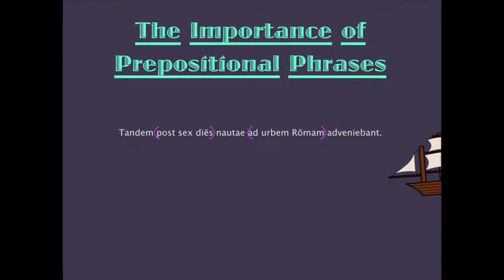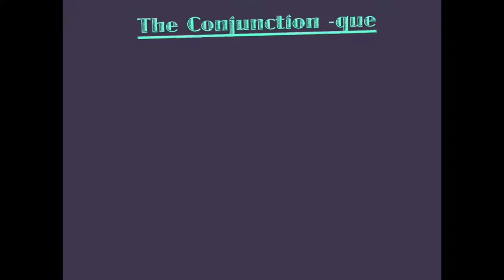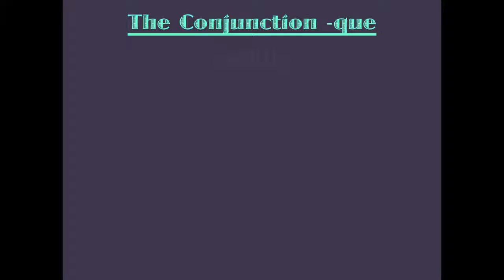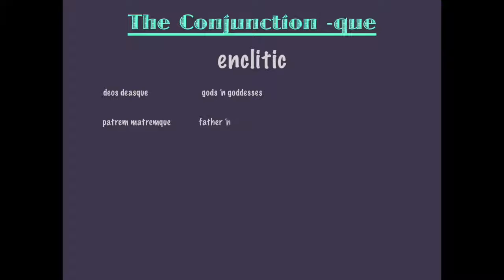Now, we're going to learn about something new, the conjunction -que. This word is an enclitic, which is what makes it so unusual. An enclitic means that it must be attached to the end of another word. That's right. This word -que will never appear as a standalone or independent word in the sentence. It will always be attached to the end of a word. Take a look at these popular examples of words joined together with -que. Deos, deasque, gods and goddesses.